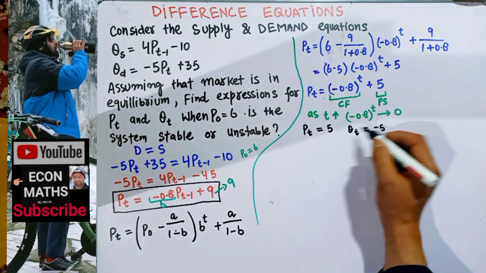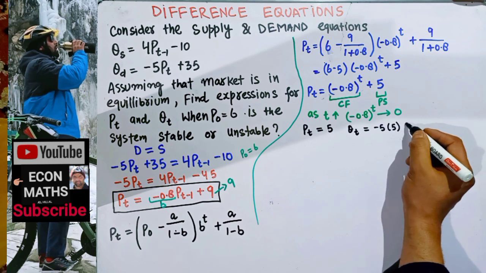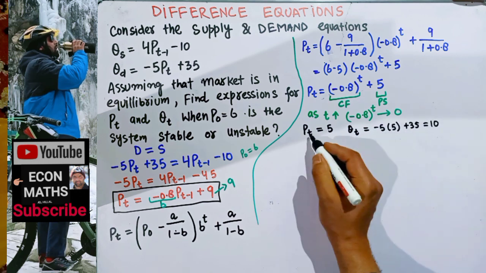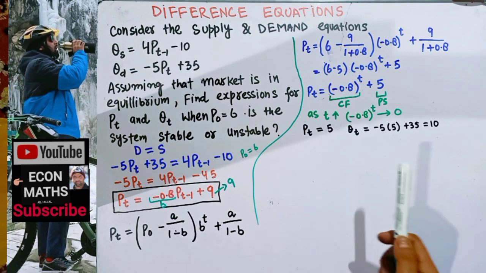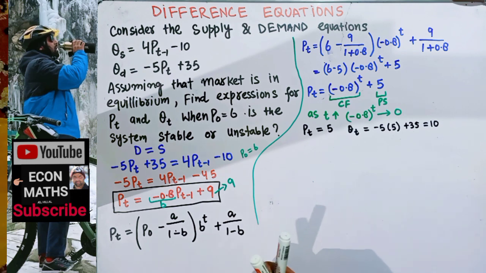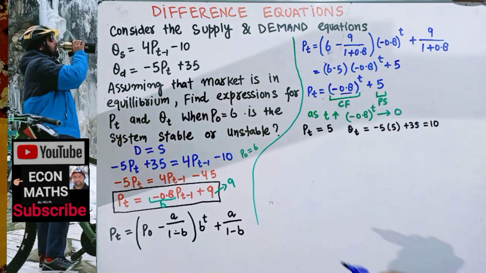In place of p_t we have 5. Let's write it here, 5 plus 35. So this comes out to be 10. So our p_t is equal to 5 and q_t is equal to 10. Now we have seen that the system is stable. I want to make another point here. How do we see whether it is stable or not? It all depends upon this b.